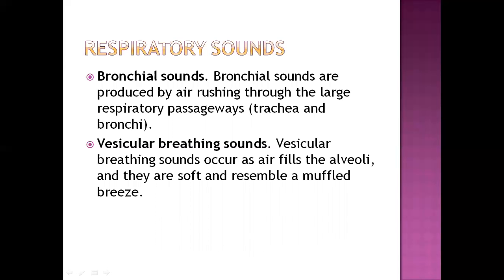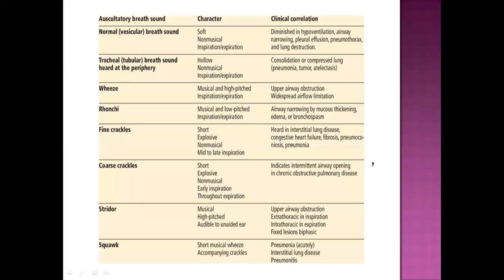Respiratory sounds that we hear during a physical examination. The first kind of sound is the bronchial sound, found at the trachea and bronchi. Vesicular breathing sound is found at the alveoli, that means over the whole surface of the lungs. These are some other breath sounds, their character, and clinical correlation, that means which kind of sound is found in which disease condition.